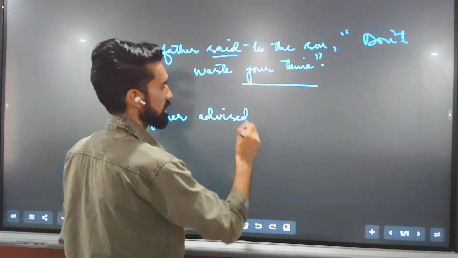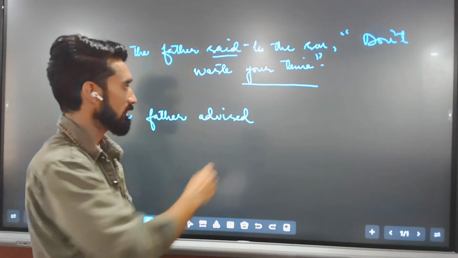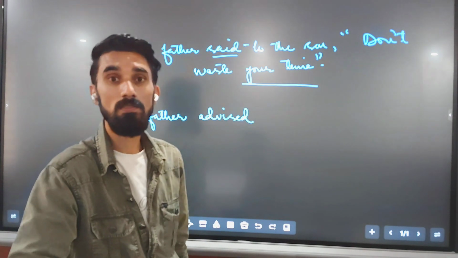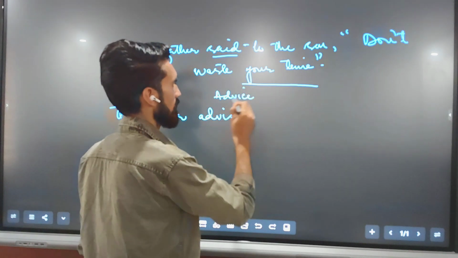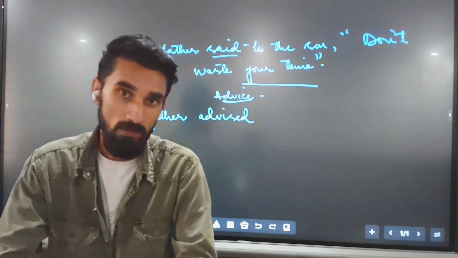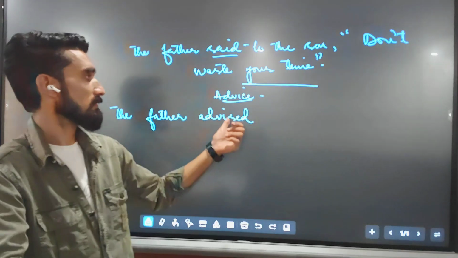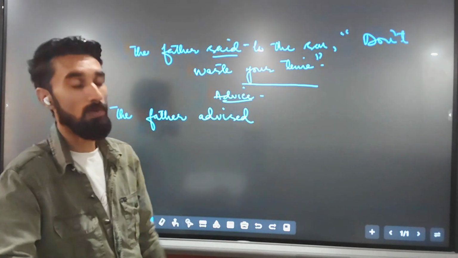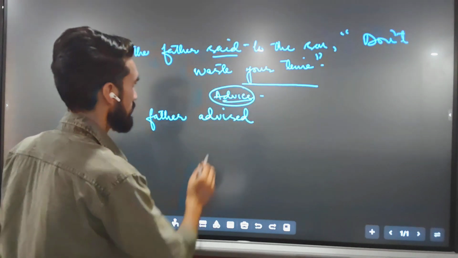It will be advised now. Like I told you earlier also, if this word has to be used as a noun, it will be V-I-C-E, advice, like this. This is how you use it as a noun. But if the same word is to be used as a verb, it becomes S instead of C here. Okay? It becomes advised now. Don't use advised. That will be incorrect.